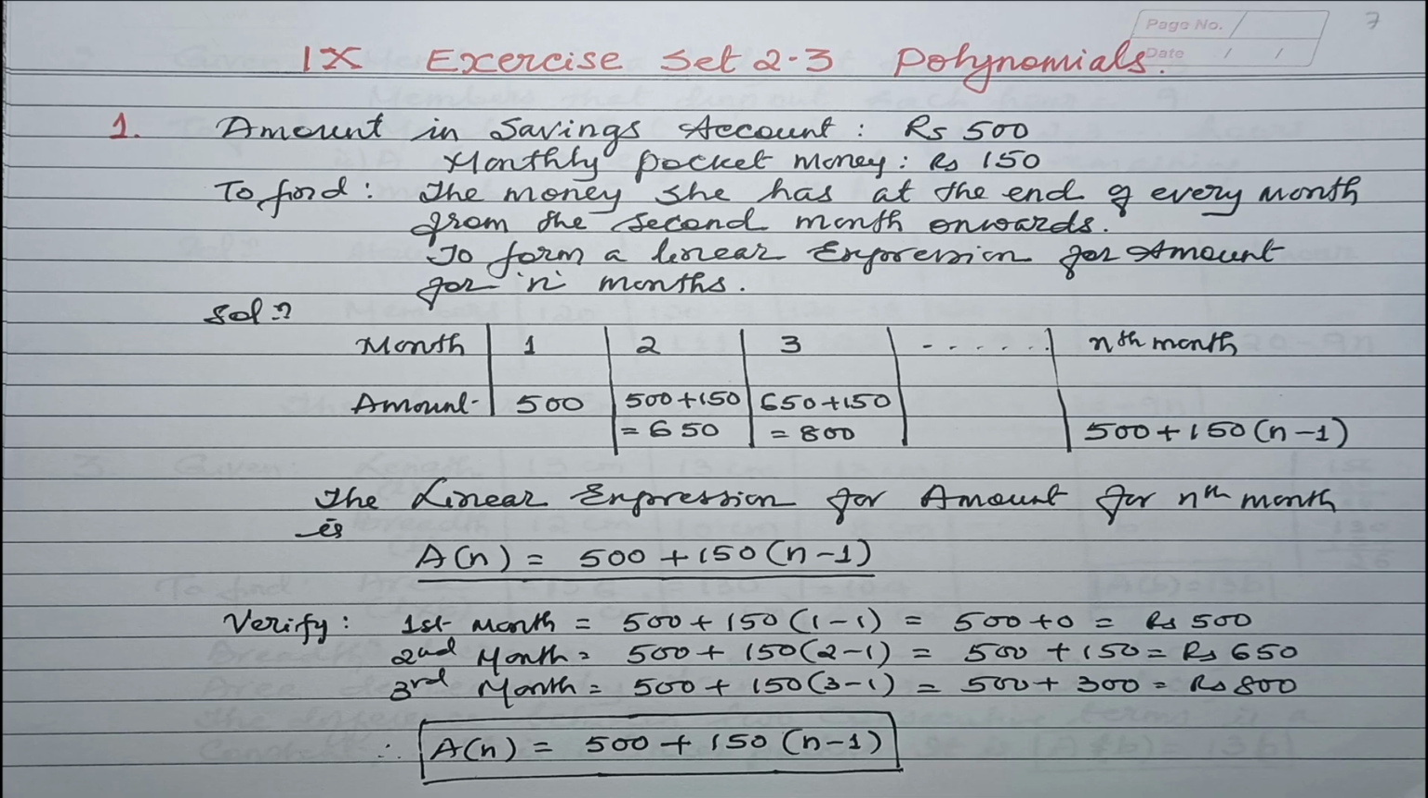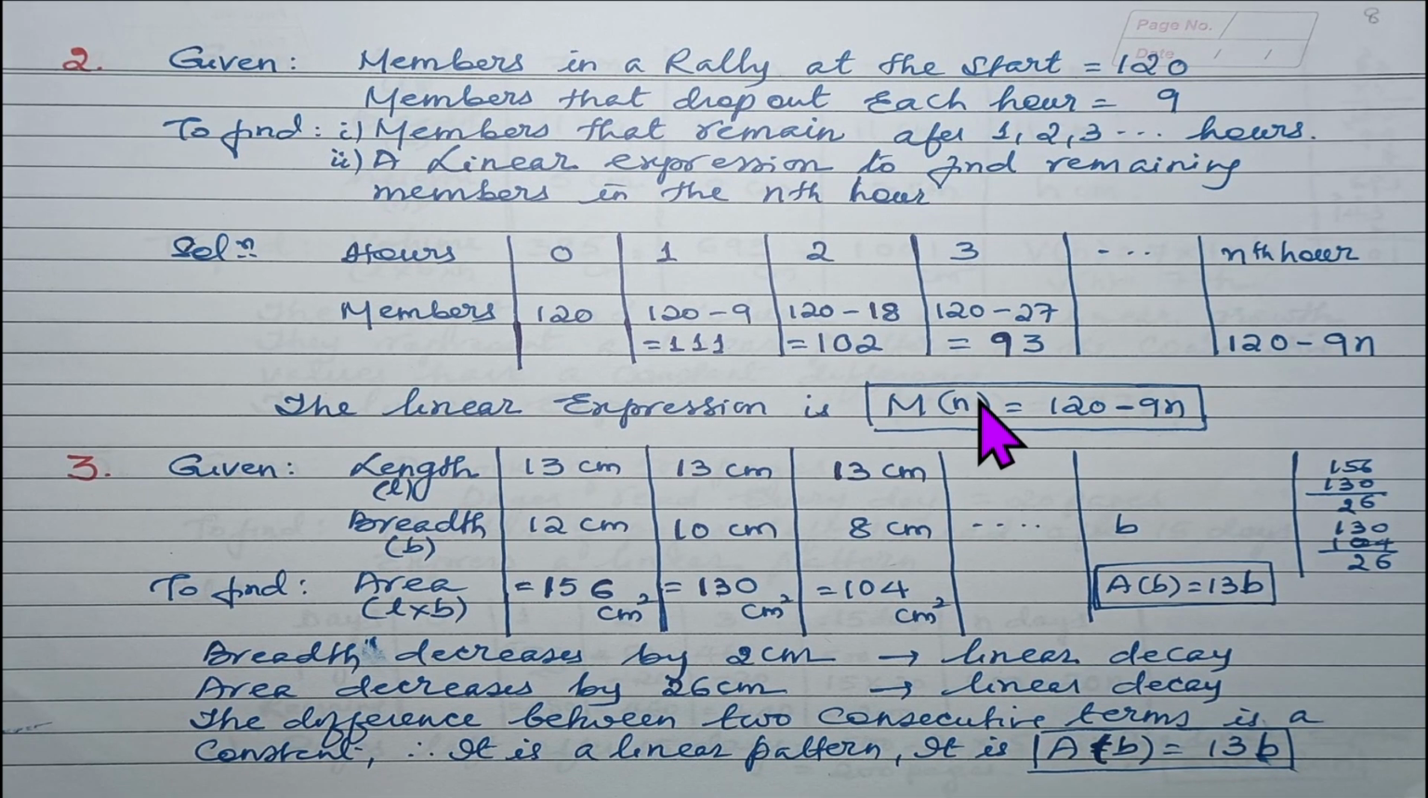So please remember that. Now coming to the next example, there are 120 members in a rally at the start. 9 members drop out each hour. Please understand this. There are 120 members in the beginning or the start, and 9 members drop out each hour. Now we have to find the members that remain after 1 hour, 2 hours, 3 hours and so on, and also to find a linear expression for the remaining members in the nth hour.